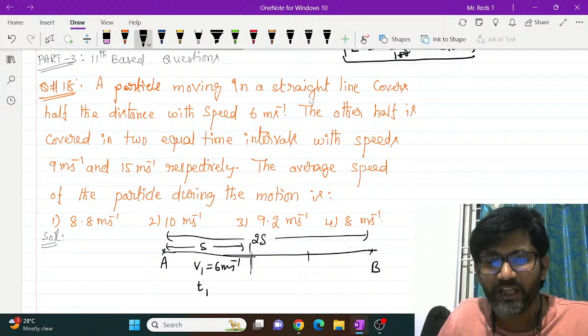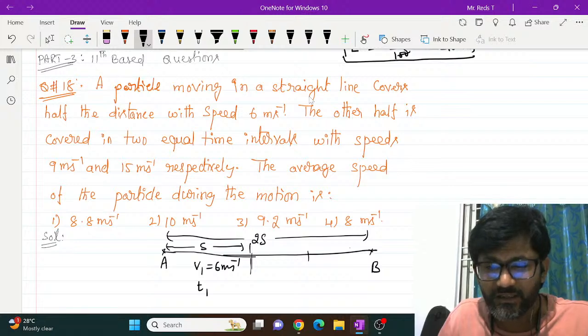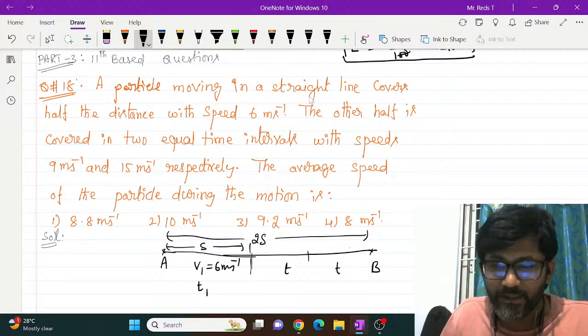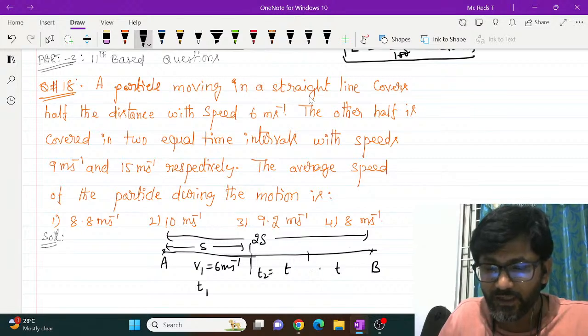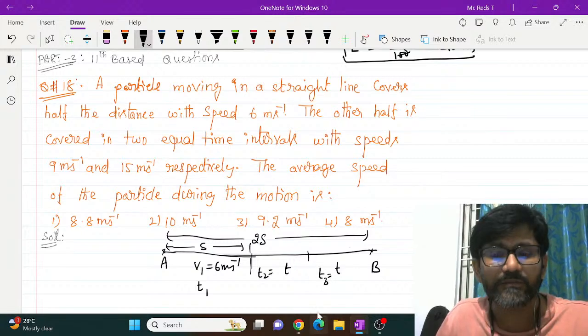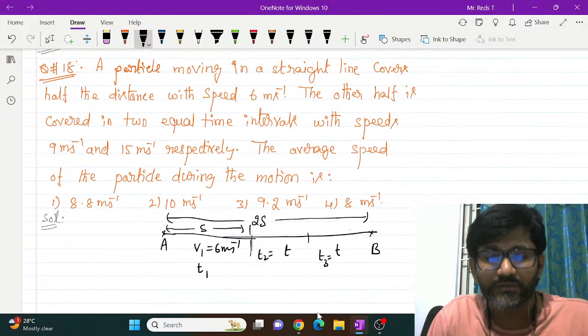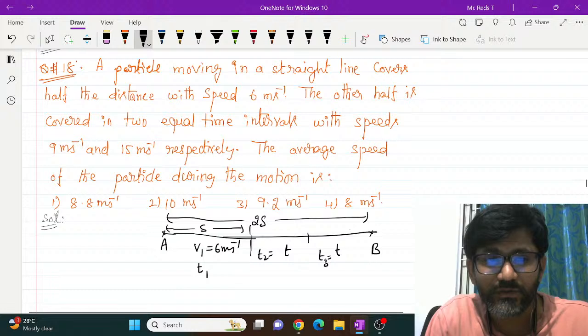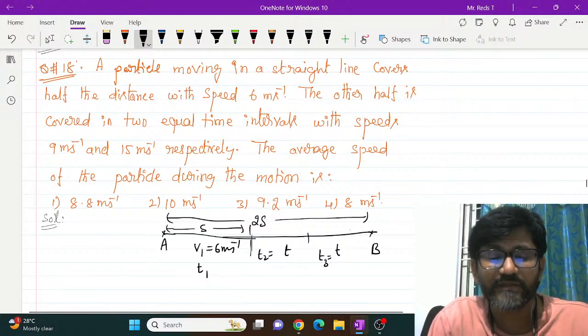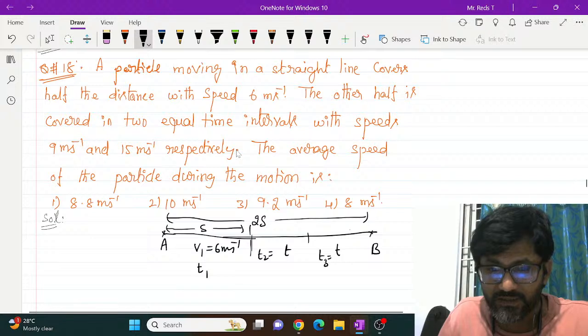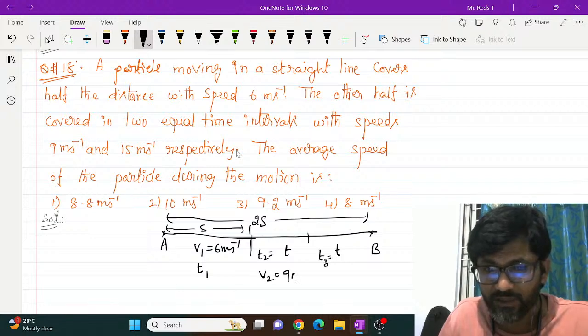You can take it as v1. This it has traveled in two equal intervals, t and t. So you can take this as t2 equal to t, and this interval t3 equal to t. Now, it is also given that two equal intervals with the speeds 9 and 15 meters per second. So here it has traveled with the speed of v2 is equal to 9 meters per second, and during this time interval it has traveled with the speed of v3 is equal to 15 meters per second.